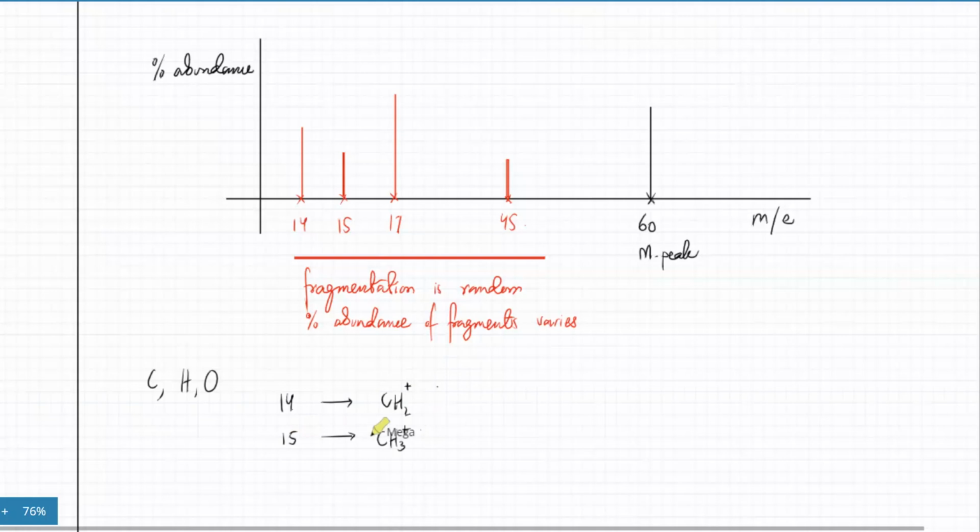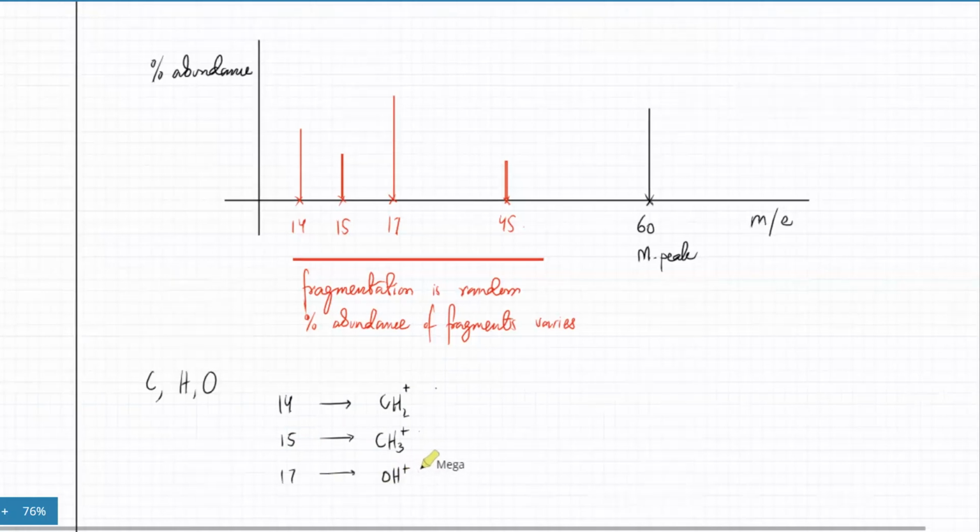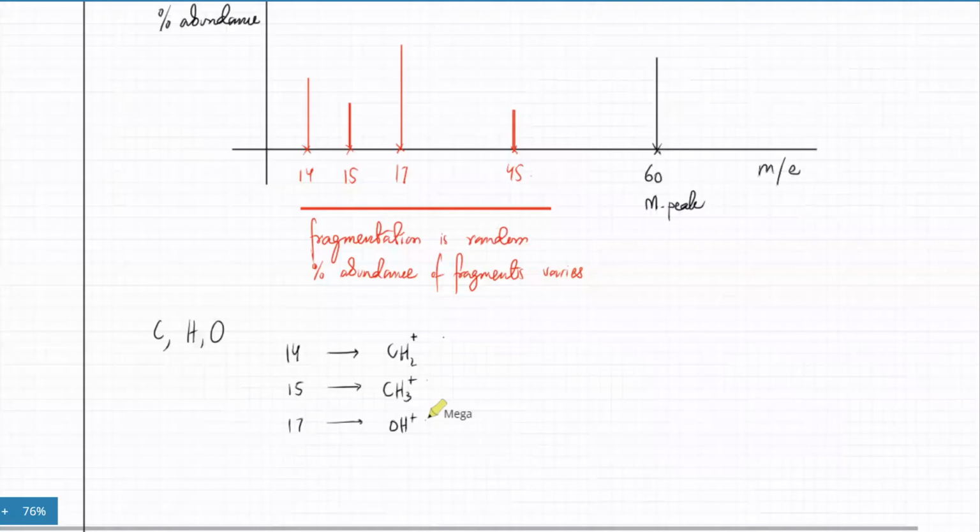What about 17? Now for 17, what combinations can I have? Like I've got carbon, hydrogen, oxygen, so I can have OH, that could be 17, right? And there's no other combination that would work. Like CH4 is 16, we don't have CH5. There's no such thing as CH5. CH5 is structurally incorrect. You can't have CH5. So that doesn't make sense.